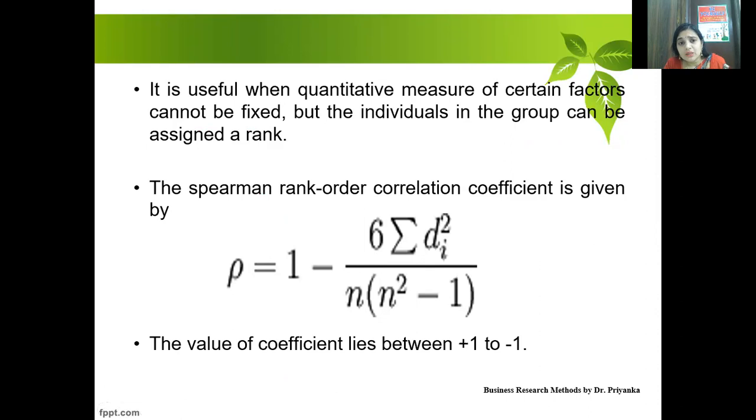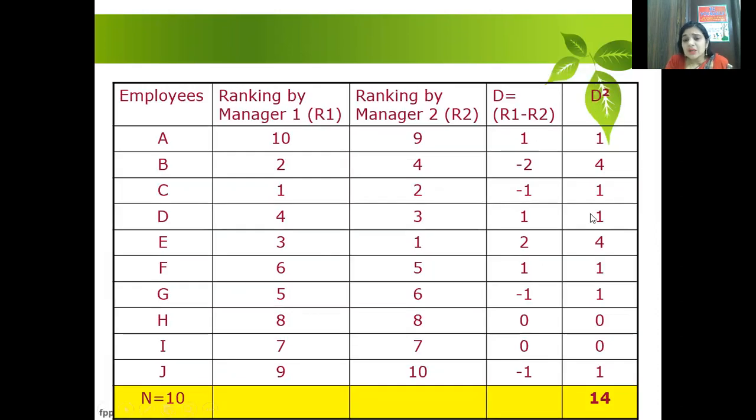It would be a highly correlated value, because even here you can see the differences are very less. There are 10 employees. Ranking of 10 employees means they could have a difference of 9 at the maximum, 10 minus 1, that is 9, but they have a difference of 0, 1 and 2 only. That means the ranking by manager 1 and the ranking by manager 2 are highly correlated, right?